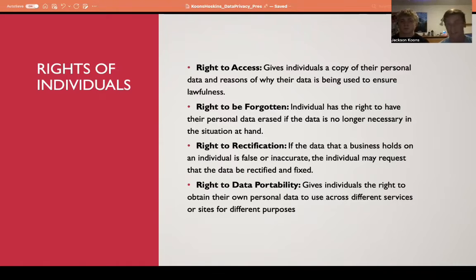The next is the right to rectification. This is when the information that the business holds is not true, false, or inaccurate, and the individual can request that the data be fixed or rectified. And the last one is the right to data portability. This gives individuals the right to obtain their own personal information or data, and then they can send it across to a different website or service for different purposes, whatever those may be.